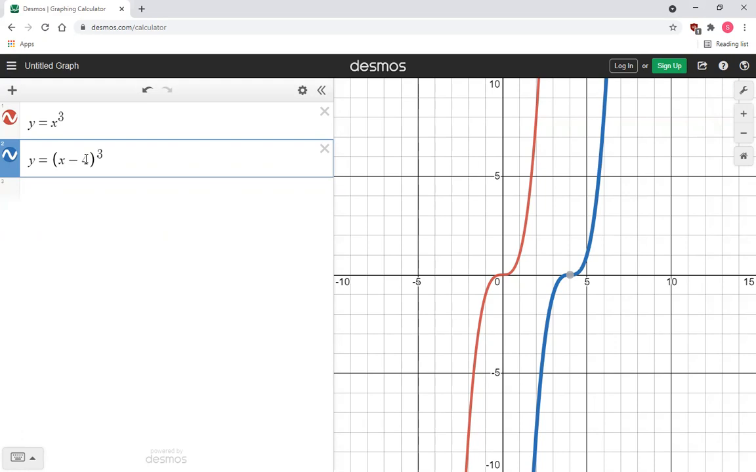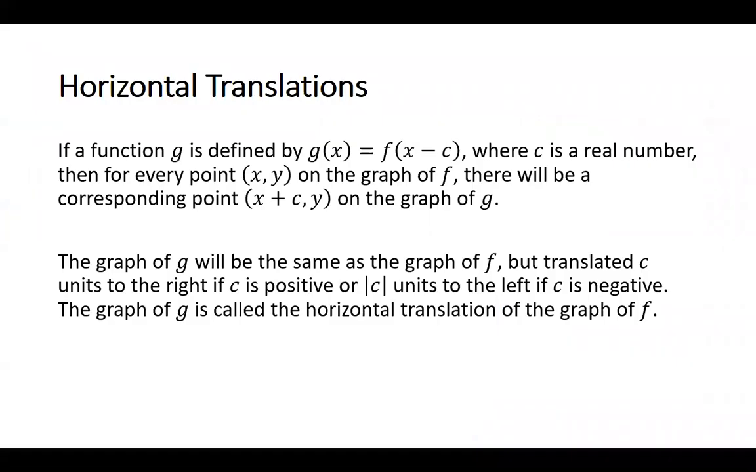When you're dealing with something affecting the output, adding or subtracting a value is going to move it up and down respectively. If you're dealing with something where you're modifying the input, adding or subtracting is going to send it the wrong direction. It's going to send it left or right respectively. So back to the horizontal translation.